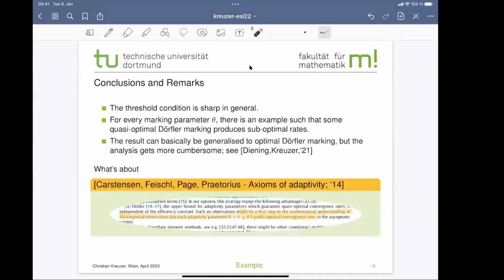By the way, when you go for the maximum marking strategy, independent of the parameter of the maximum marking strategy, it will eventually pick up only the element that contains zero, and so eventually you get an exponential convergence rate, and so this would satisfy optimality here.